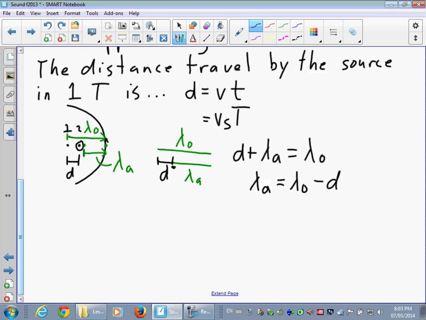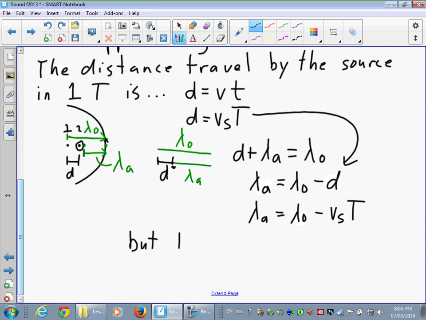But we know that D from up here is equal to Vs times T, the speed of the source times the period. So lambda A is equal to lambda naught minus Vs times T. But we also know, based on stuff we did in chapter 6, that T is equal to 1 over F. So the question is, which F is it? Is it the approaching F? Is it the receding F? Well, it's neither one of those.